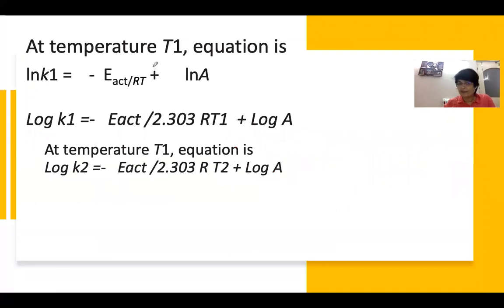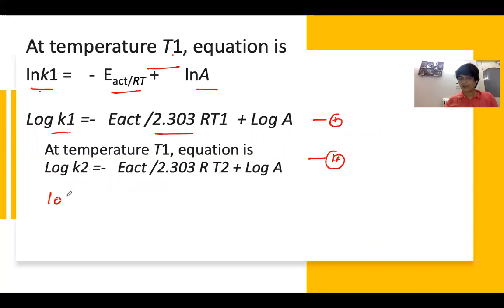Now at two different temperatures, what value do you get here? At temperature T1 and T2, we find the rate constant changes with temperature. We have already discussed this in previous slides. Log K equals minus E act upon 2.303 RT plus log A, taking log base 10. This is your first equation at T1, and this is the second equation at T2.